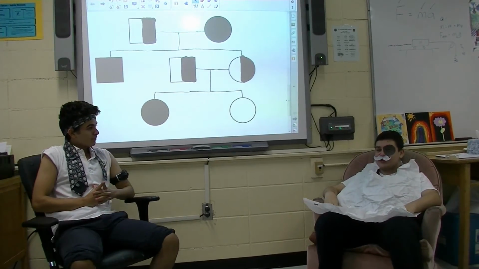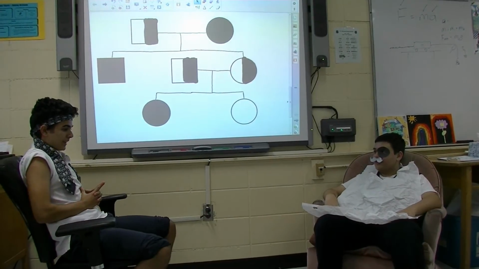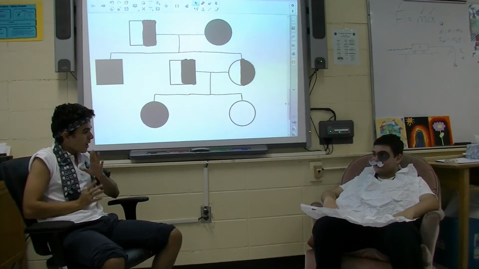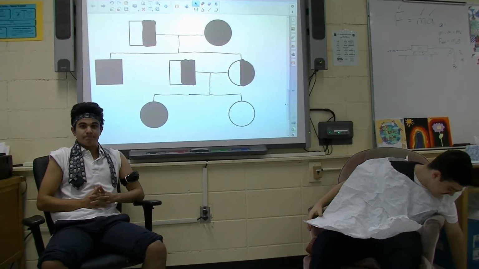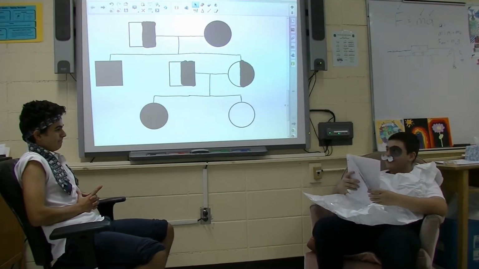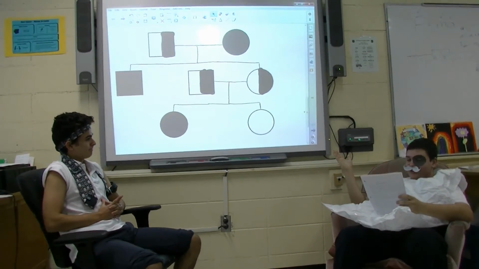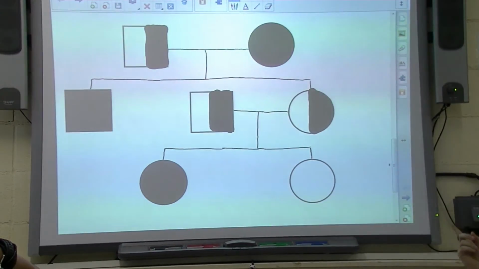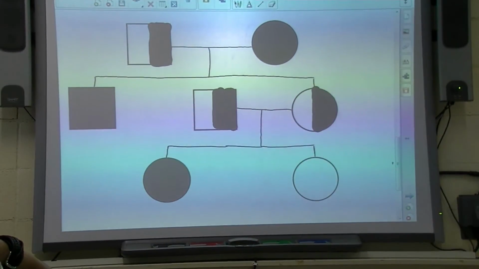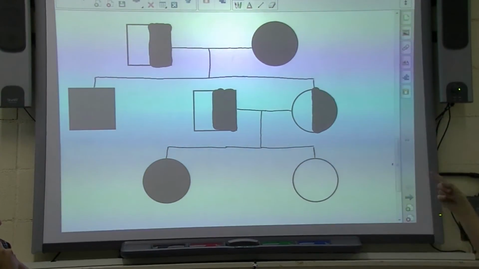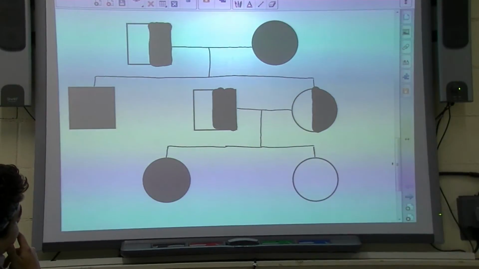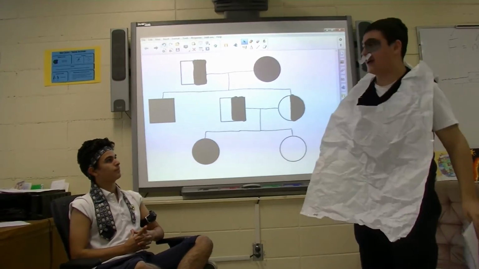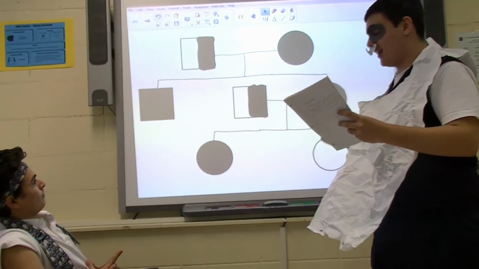My name is Mario. I'm a specialist in blood typing. Okay, can you please explain your profession? Okay, so what we have here is a pedigree chart, and the squares represent the male, and the circles represent the female, and the color, dark and light, is dominant. What does that mean? So what it means is that dark is the recessive gene and light is the dominant gene.